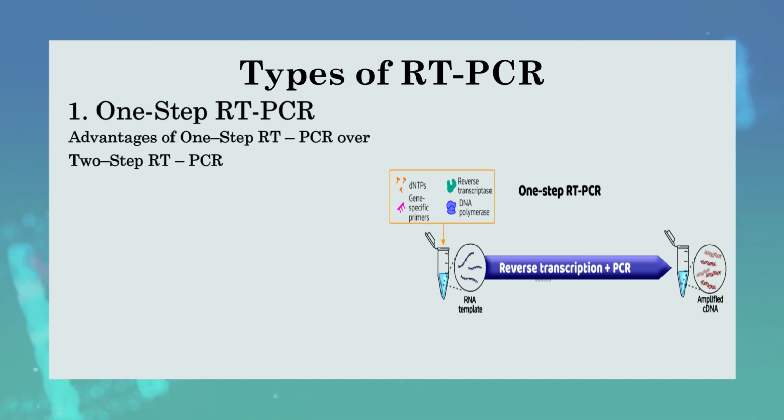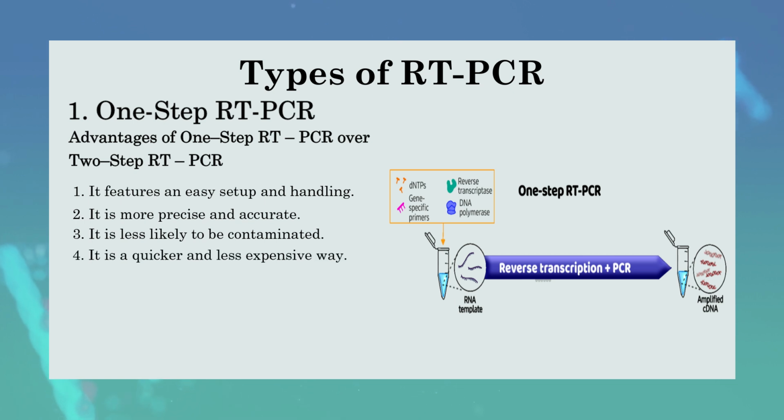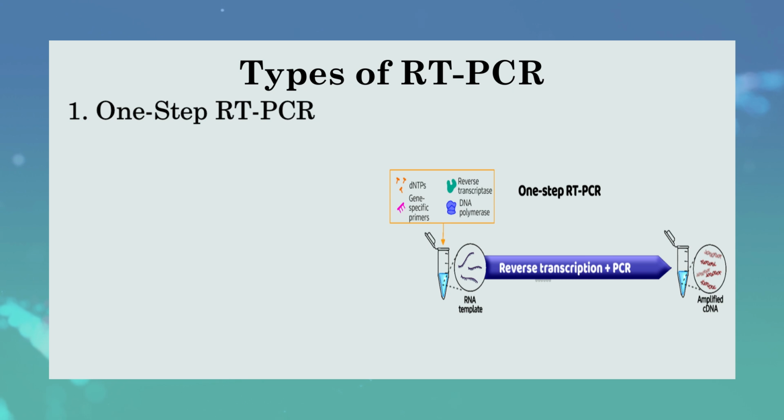Advantages of one-step RT-PCR over two-step RT-PCR. Number 1. It features an easy setup and handling. Number 2. It is more precise and accurate. Number 3. It is less likely to be contaminated. And number 4. It is a quicker and less expensive way.